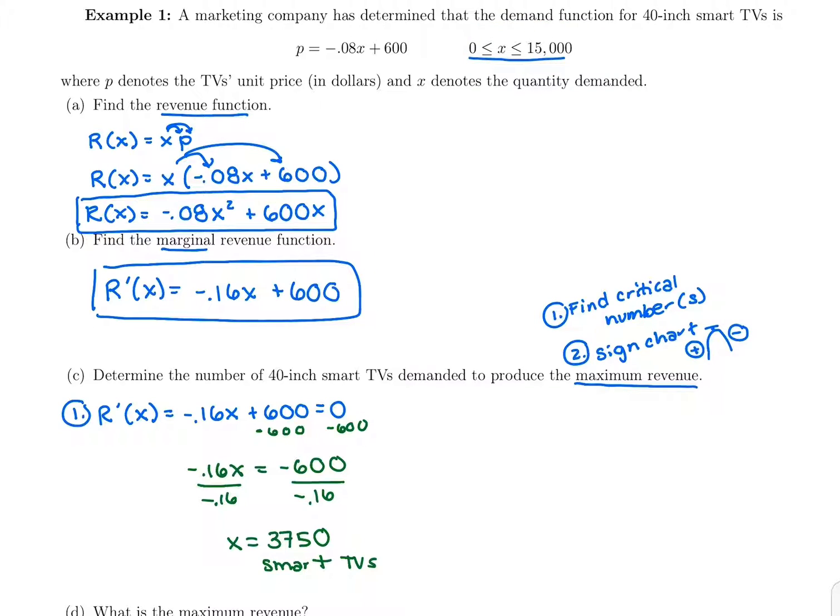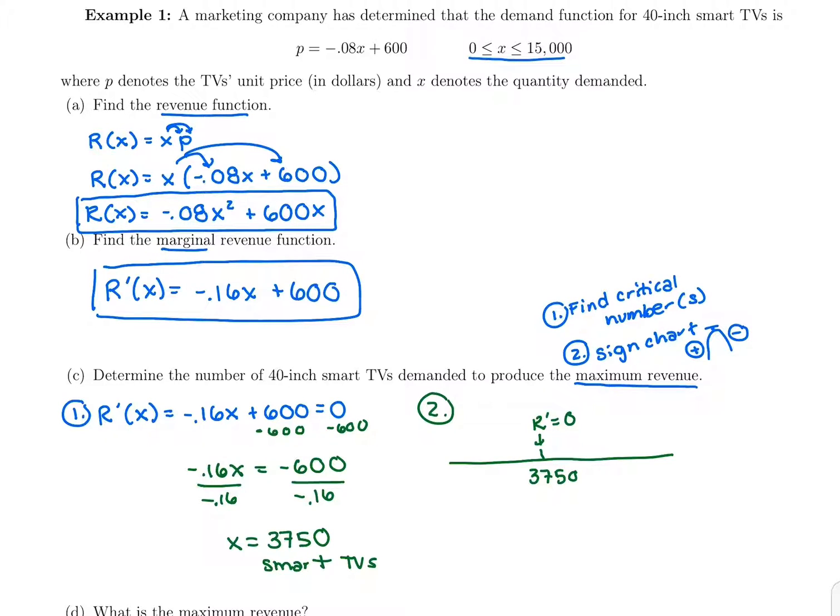But before we suggest that, we're going to do our second step. We're going to make a sign chart and make sure it's actually a maximum. We don't want to just be giving them a critical number that's not a relative max or a relative min, or something that's actually a relative min. So let's double check this is a relative max. We're going to put our critical number on our sign chart first. This is what makes r prime equal 0.